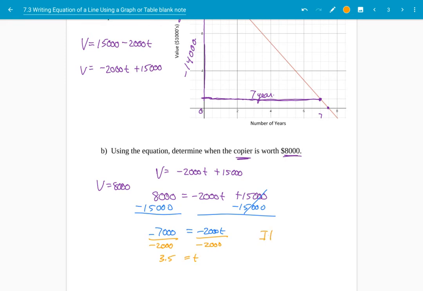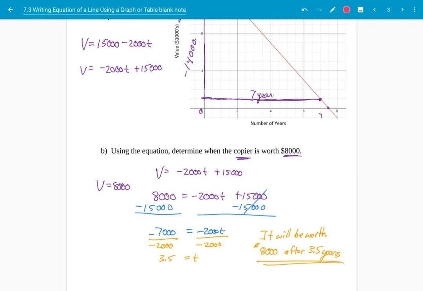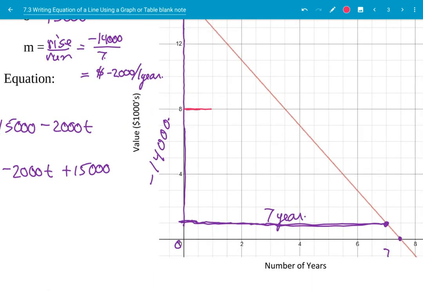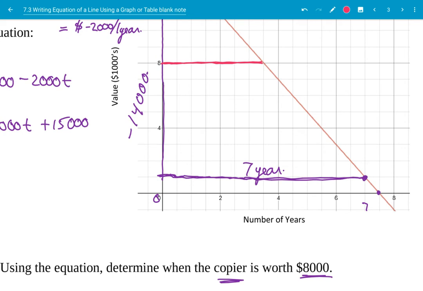It will be worth $8,000 after 3.5 years. That's an expensive copier. Holy cow. Okay, let's go back to the graph for just a second. Let's verify this using the graph. So here's 8,000. So the way you would verify this in the graph and show your work if you're asked to, and we weren't here, so you wouldn't have to do this. The expectation here is to use the equation, but then to verify it.